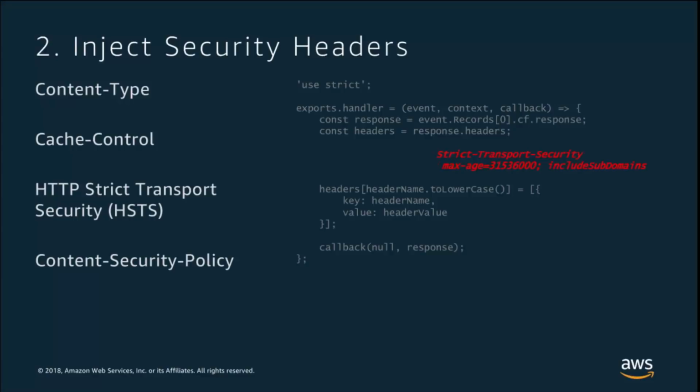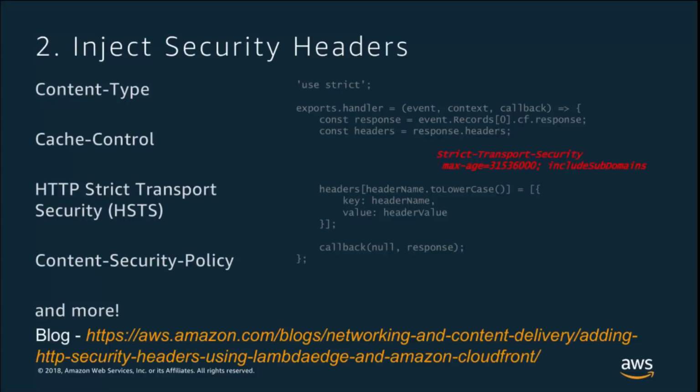Since these headers are added at the origin response, the headers will also be cached in the object. So subsequent users, when they try to fetch the object, would have the necessary headers in it. Again, there's a blog on this if you're interested in actually looking at the code and how to set that up. I would recommend taking a look at the link below.